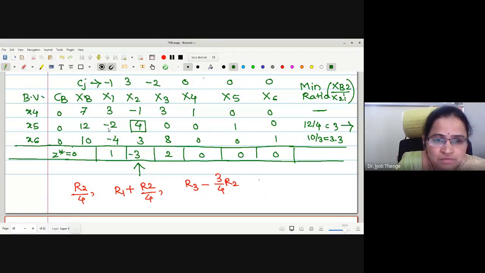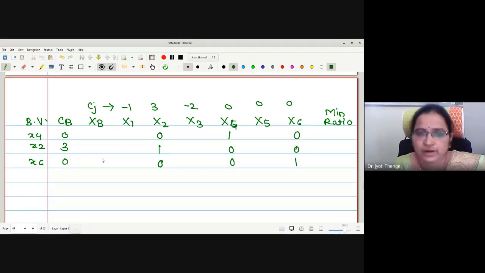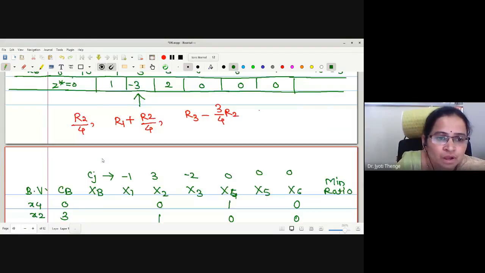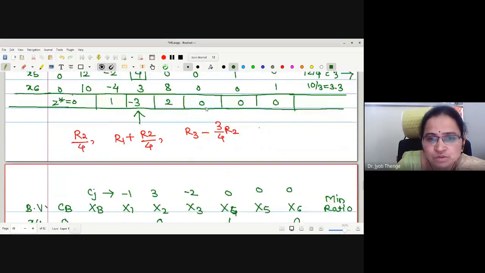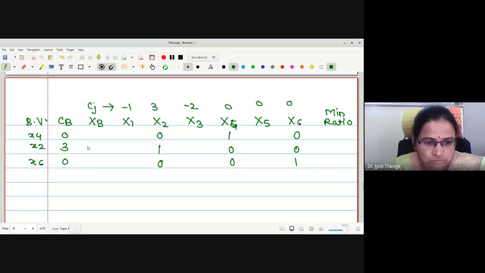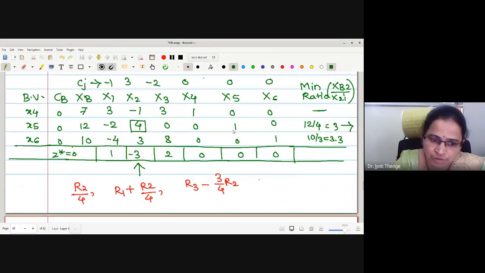Okay, one more thing we will do. We will write the columns corresponding to the basic variables. X4 is 1, 0, 0. X2 is 0, 1, 0. X6 is 0, 0, 1. For the remaining variable, R2 by 4, here it is 3, minus half, and the middle two are 0, 0. What for X5? 1 by 4.